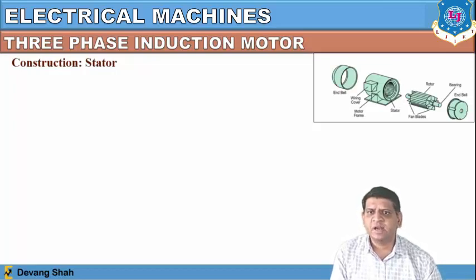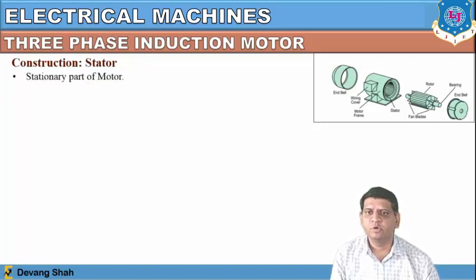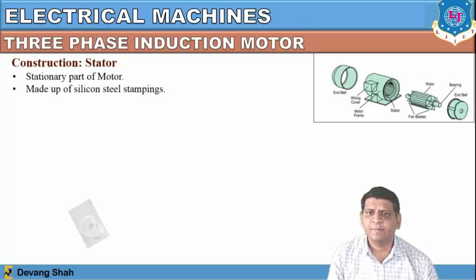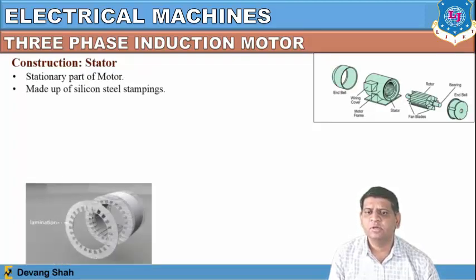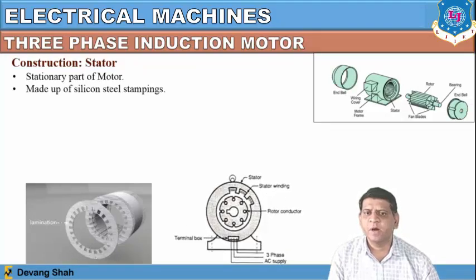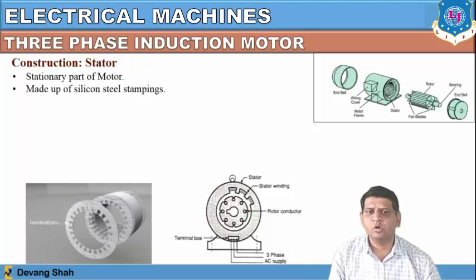Likewise, if we first discuss the construction of the stator, how we can make this stator. It is a stationary part of the motor made up of silicon steel stampings like this. So you can see here these are the silicon stampings, which are laminated to reduce the eddy current loss. Same way, this is the outer part of the stator, where inside is the rotor. So this is a slotted part of a stator which is made up of silicon steel, right? So we are talking here about the outer part of this motor.